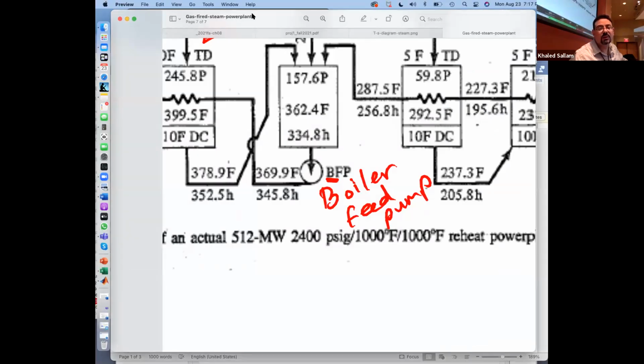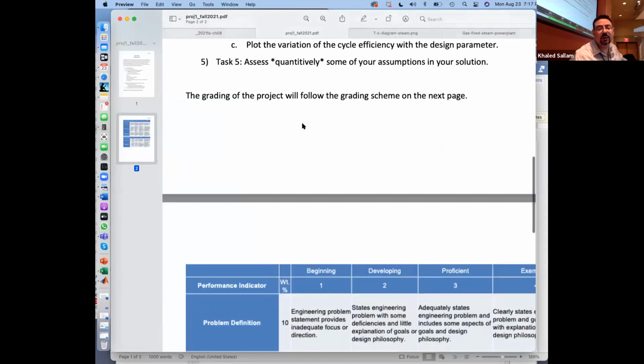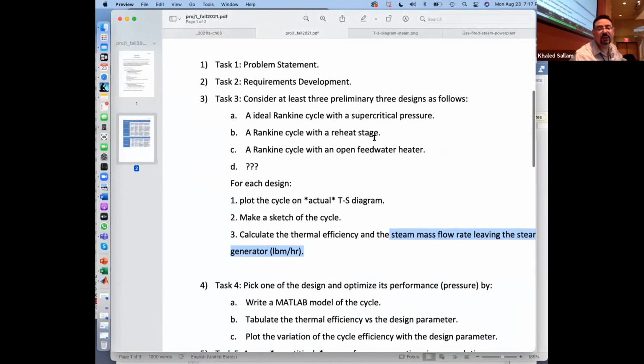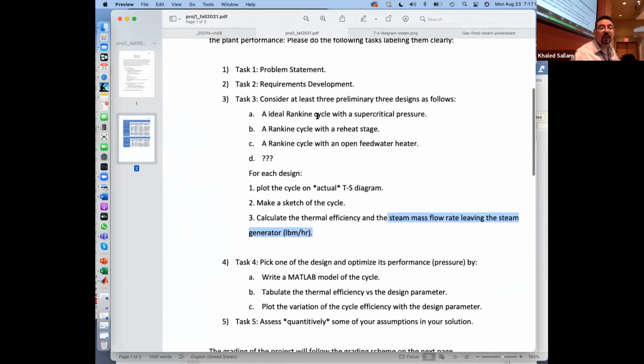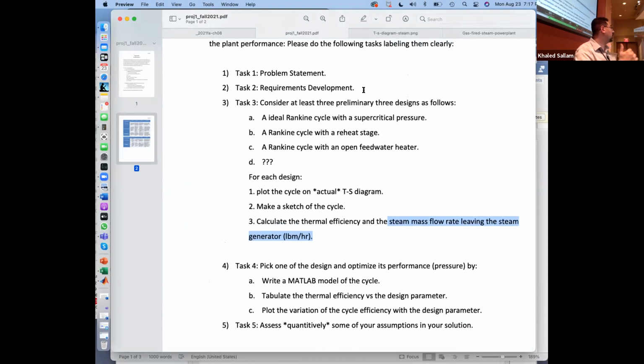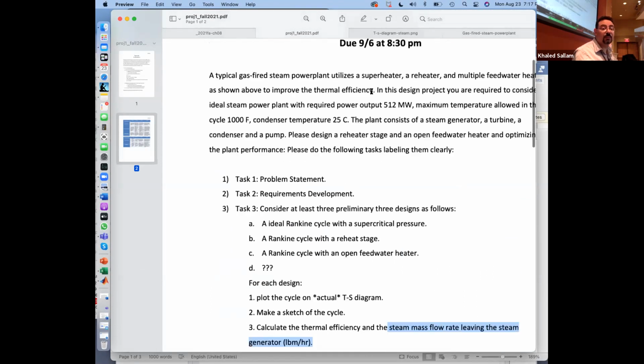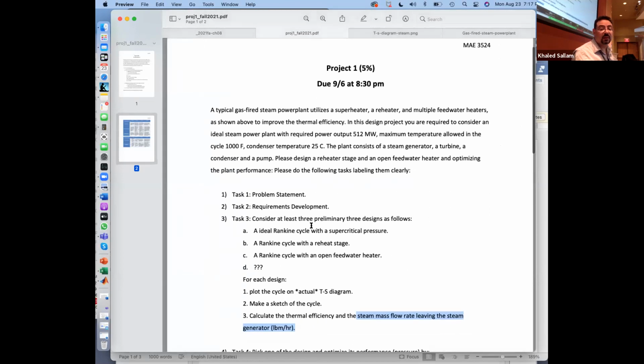Okay? So when I read here, a Rankine cycle with a reheat stage, but it never said what the reheat temperature is. So in the requirement development, just like you're going to cap the exit of the turbine, you could also say, I'm just going to say that the reheat temperature is the same as the superheat. If you can heat to 1,000, then you can also reheat to 1,000. See that it was not in the problem statement, and you are going to assume it yourself.